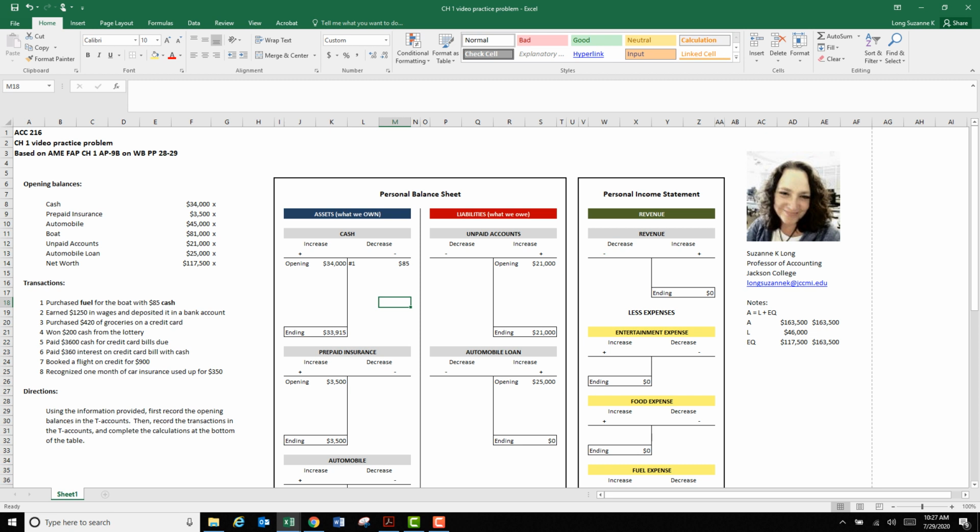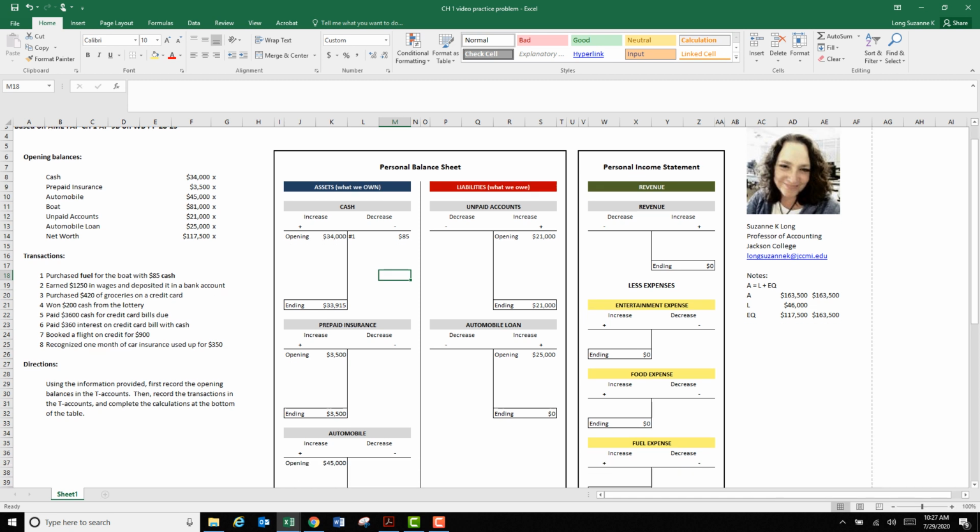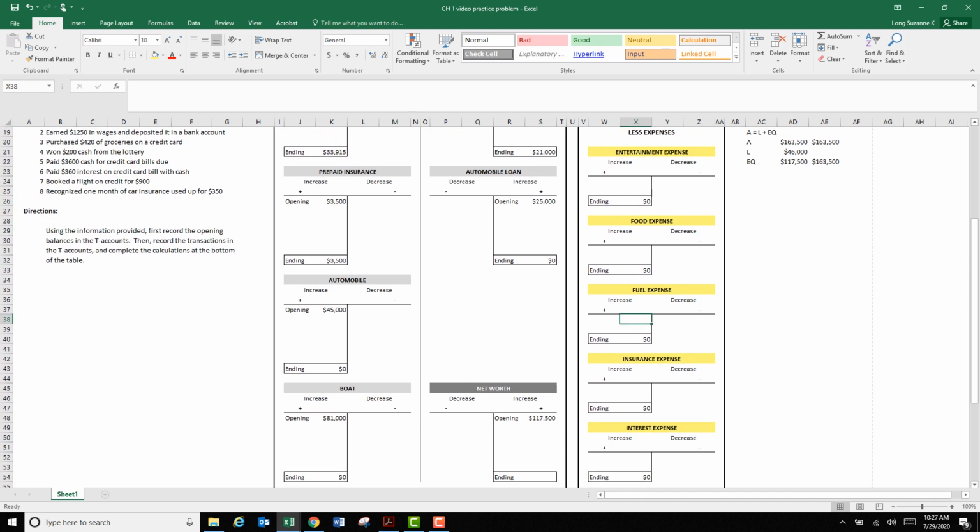Okay, we got half of it. Now I need the other half. Purchased fuel for the boat with cash. Okay, so we got the cash part. Cash went down. It decreased by 85. Decrease on the right for an asset account. Why did cash go down? Oh, well, it was because we got the fuel. We got gas. So we want to come over here and record gas. So that's going to look like this. That didn't quite go right. There we go. So we've got fuel expense recorded. Record fuel expense. Increase fuel expense.